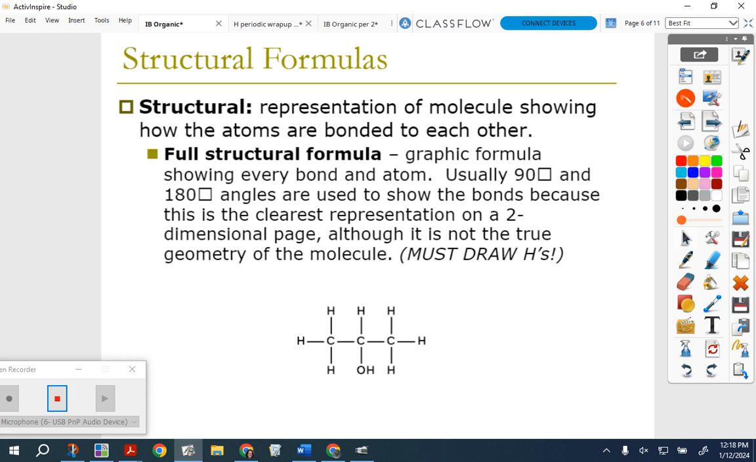We typically draw it as 90-degree angles because that's the easiest way to show it on a piece of paper, okay? That is not actually what this looks like, and we will next week pull out the model kits so that you can get a better sense of what these molecules actually look like in 3 dimensions, okay? But every single hydrogen is drawn, every single atom is drawn in the structure, okay?